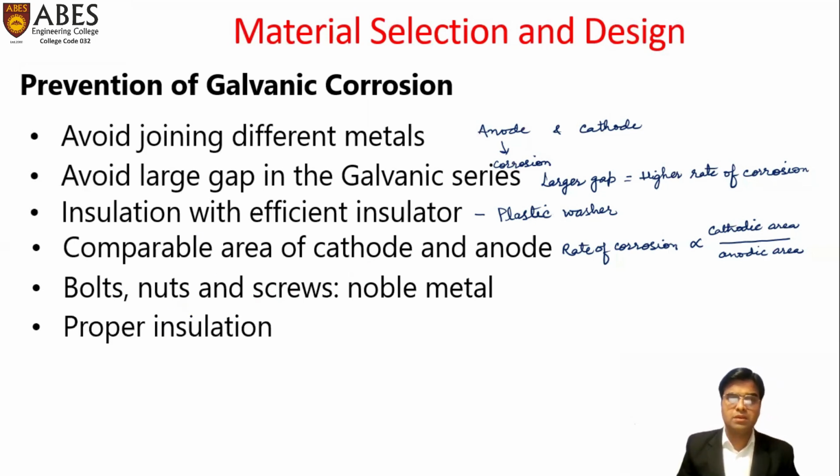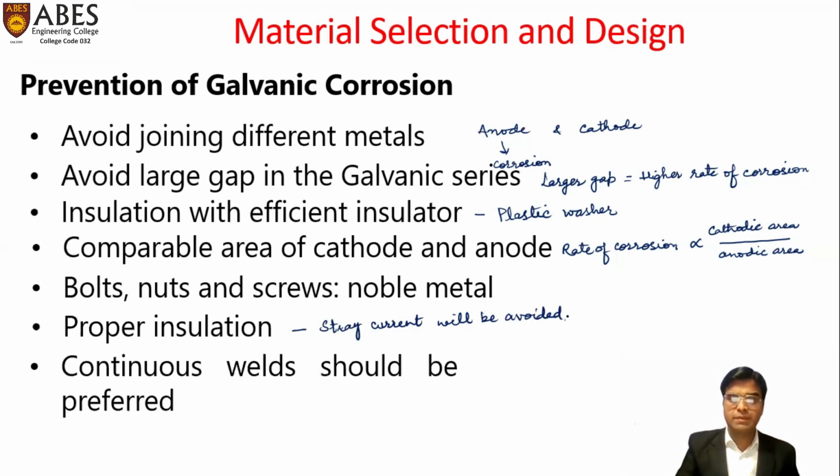Further, proper insulation should be ensured wherever possible because it will help the structure to prevent the flow of stray current, or it will protect the structure from the stray current. So here, stray current will be avoided. We should also remember that continuous welds should be preferred as compared to intermittent welds. So we should always use continuous welds wherever possible.